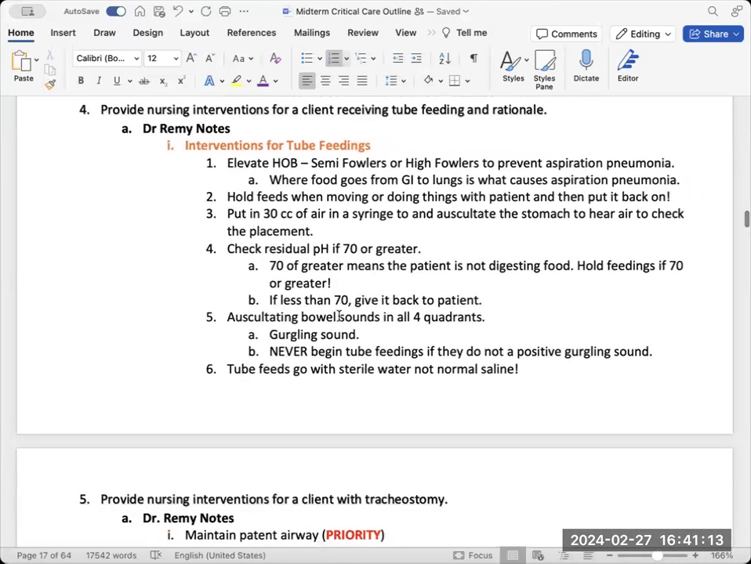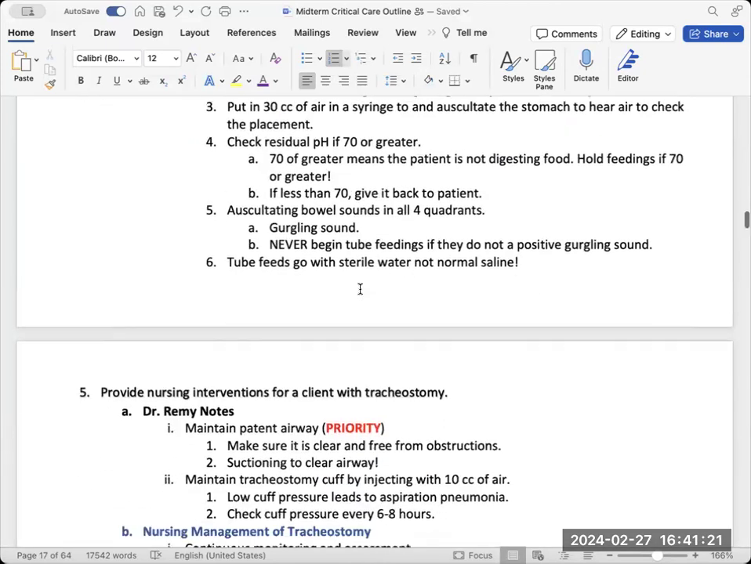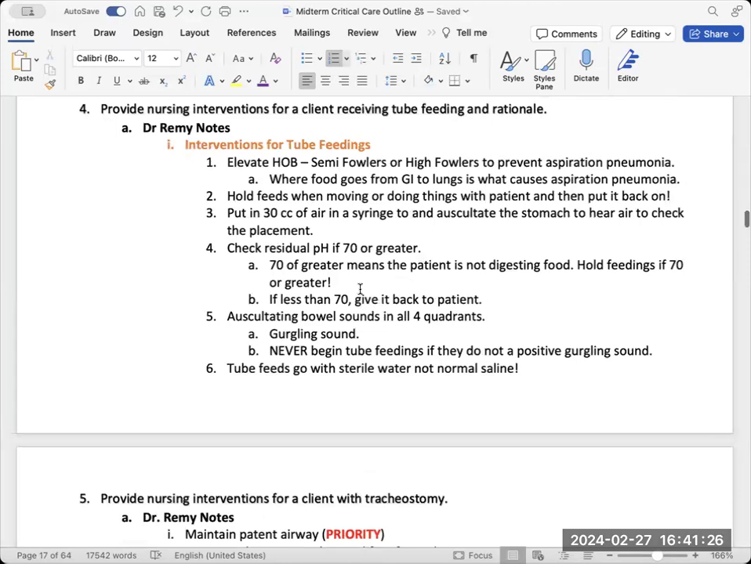Okay. So the next question is to provide nursing interventions for a client with tube feedings and rationale. When we're talking about tube feedings, what are we going to do if someone is on a tube feed? Well, one, we want to elevate the head of the bed to prevent. Why do we want to elevate the head of the bed in either semi-Fowler's or high Fowler's? Why would we do that?